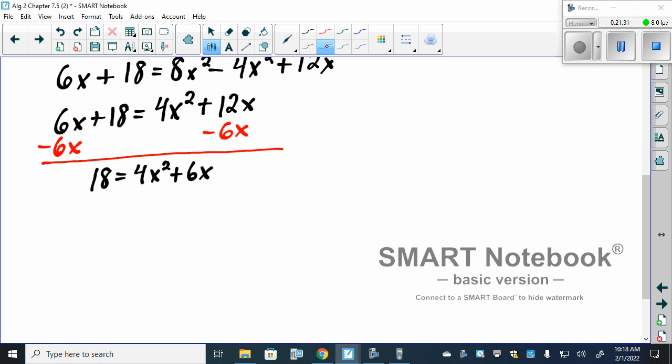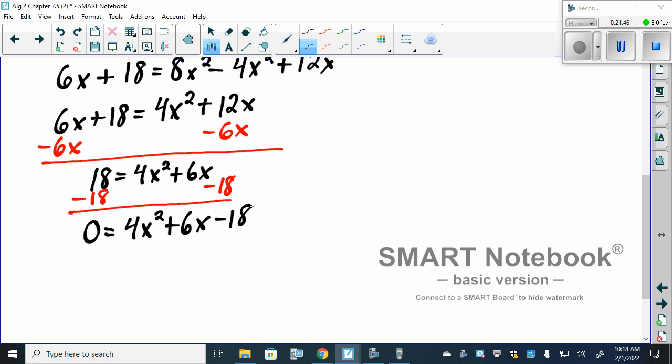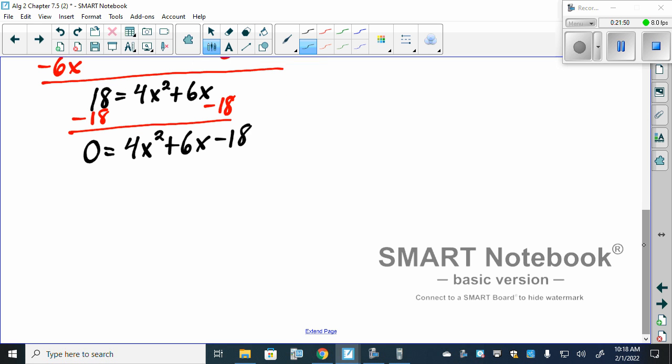This 12x minus 6x would give us 6x. And lastly, we'll subtract 18 from both sides, telling us that 0 is equal to 4x squared plus 6x minus 18. Any questions on how we got to this point here?